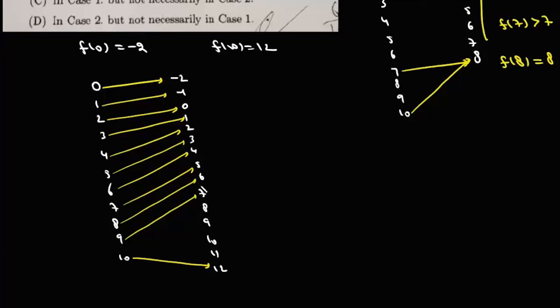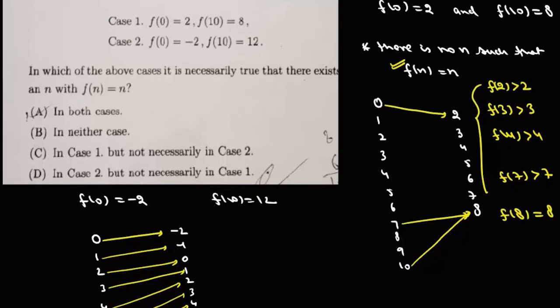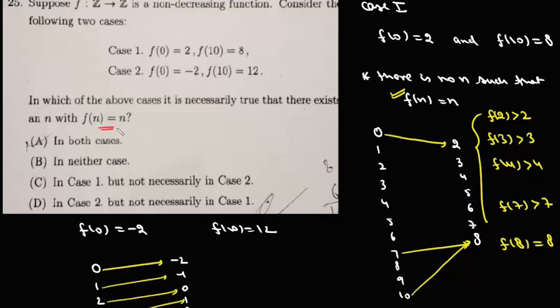Now this is a very simple function which is a non-decreasing function, and still Fn is not equal to n. So for the second case, it is not necessarily true that Fn is equal to n. So the answer to this question will be: Fn equals n is necessarily true for case 1 but not for case 2. That means this option C.